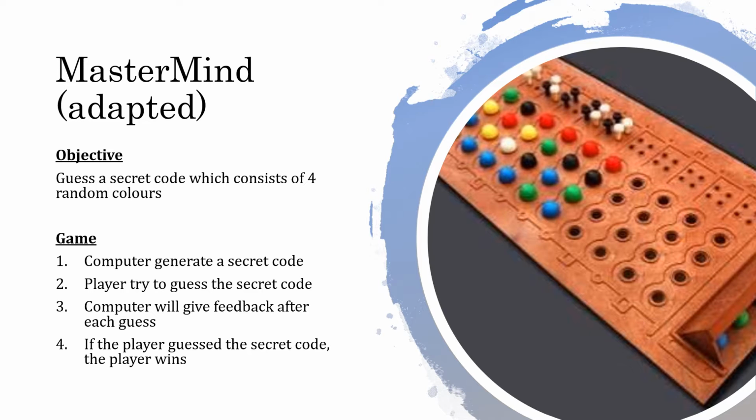And instead of the traditional two-player game, in this version, it will only be a human code breaker up against a computer code master. The game itself is simple. The player will have to guess a secret code of 4 random colors set by the computer. The player will have to guess the code based on the feedback given by the computer, and the player wins once they crack the code.